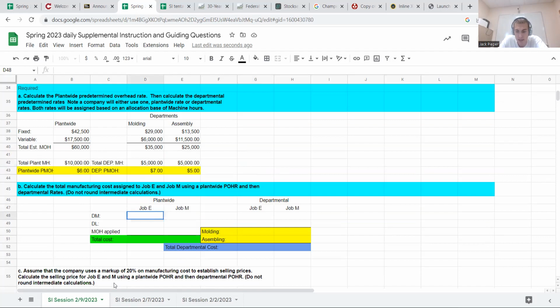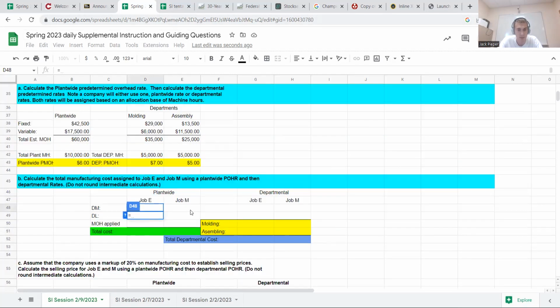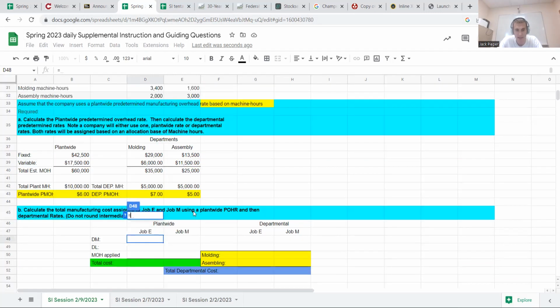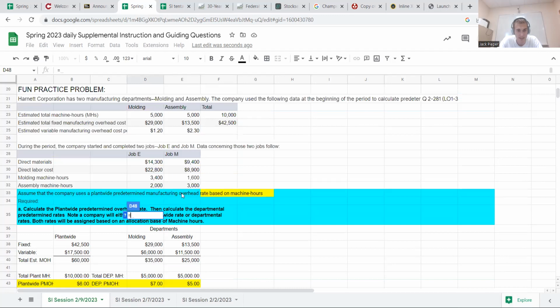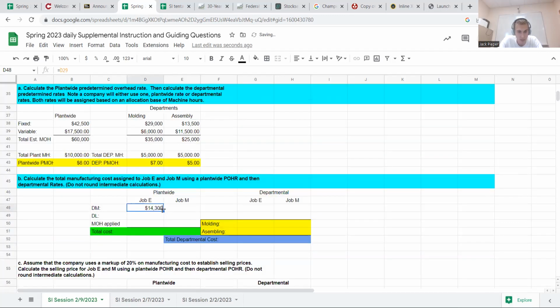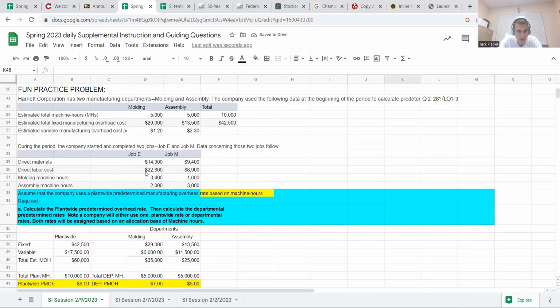Okay, so now we'll go to the plant-wide. So we already know that plant-wide, it doesn't matter what we did. It doesn't matter about the direct materials and the direct labor because they're direct costs, they're going to be the same. So whether we use plant-wide or departmental, it doesn't matter. So for job E, we'll reference the 14,000. And then we'll just go down one to the 22,000, right? Because I used the cell reference, so I'm able to do this. And we'll just double check, make sure everything's right. Cool, job E and job M.